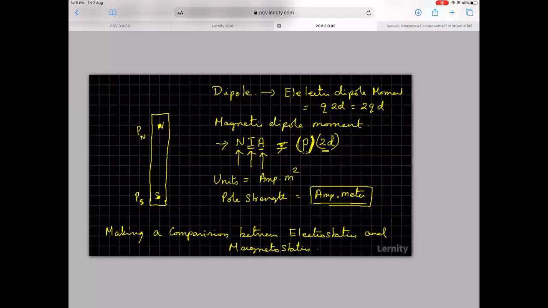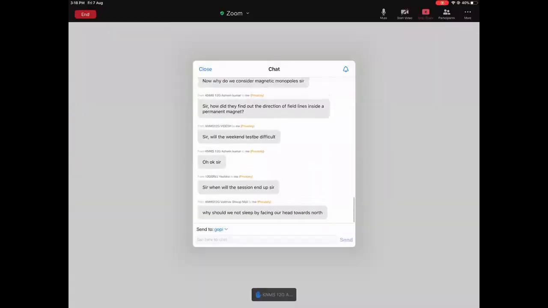Okay, so if this is understood, then I will move. But before that, why should we not sleep by facing our head towards the north? Our body also has a lot of magnetism in it. Our nerves interact with each other because of minute currents between them. So they say that those minute currents will get affected. As a result, you will have neurological problems if you face with your head towards the north. Some people have done it, they have faced it, so they say don't do it.